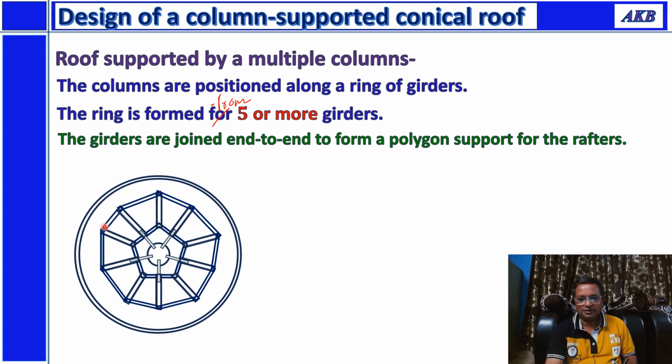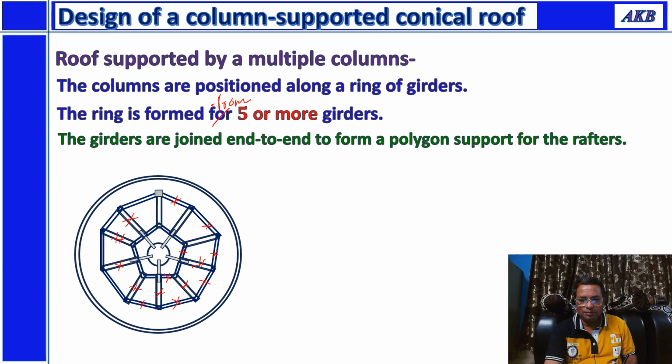You can see these are the girders. I can mark. So these are the girders. Girders are joined end to end to form the polygon structure. Even this pentagon is formed from girders, and these are the rafters. So rafters are supported on the ring that is formed from girders, and as you say, at least 5 girders will be there in the ring. It could be more, but at least there should be 5.